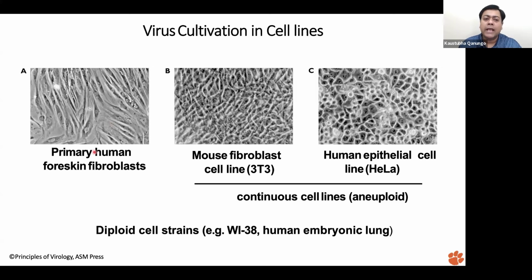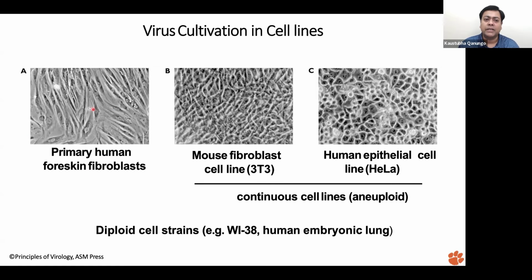Why do we use this primary cell culture? The reason is that these primary cells are the most naturally occurring cell types for viral replication, and that is why we use these primary cell lines. So this is, for example, from a human foreskin fibroblast.